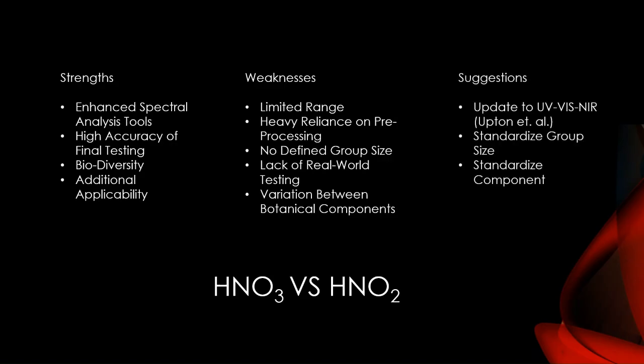So suggestions: updating the software or the equipment used to UV vis near-IR, which would be including IR, so a further range would go a long way to enhancing these factors that they created. Standardizing the group size, again like I said, making clear that there's an equal number of samples from each region, and standardizing the component, so say, leaves every time, stem every time, roots every time. As anyone who has cooked before knows, you don't use the stem of things when you want to use leaves of things. They have different flavors, they have different components. You should use certain things for certain things.